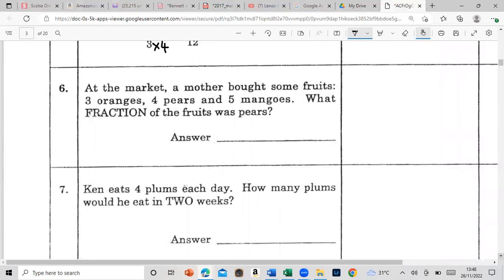At the market, a mother bought some fruits, 3 oranges, 4 pears, and 5 mangoes. What fraction of the fruits was pears? So again, it says 4 pears, so we have to look at that very carefully. 3 oranges, 5. So we need the total, right? So it should be 3 plus 4 for the total. So it's 3 plus 4.